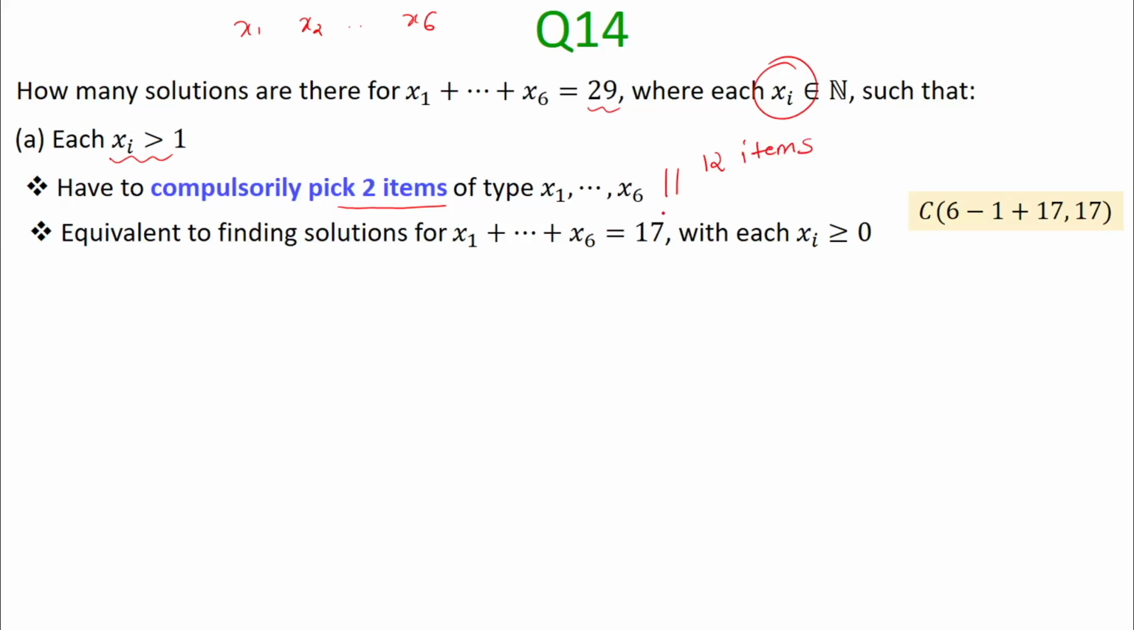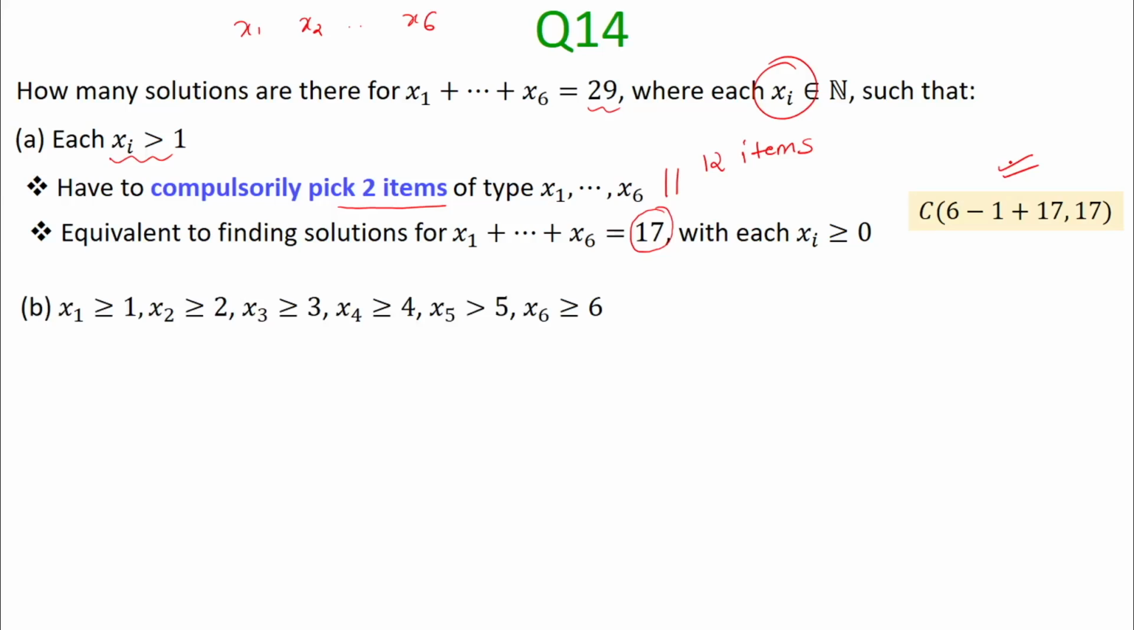That means now I am left with the problem of picking 17 bills in total out of these 6 different bill types where there are no restrictions. And remember, as per the formula for the number of combinations with repetitions, this is the answer.